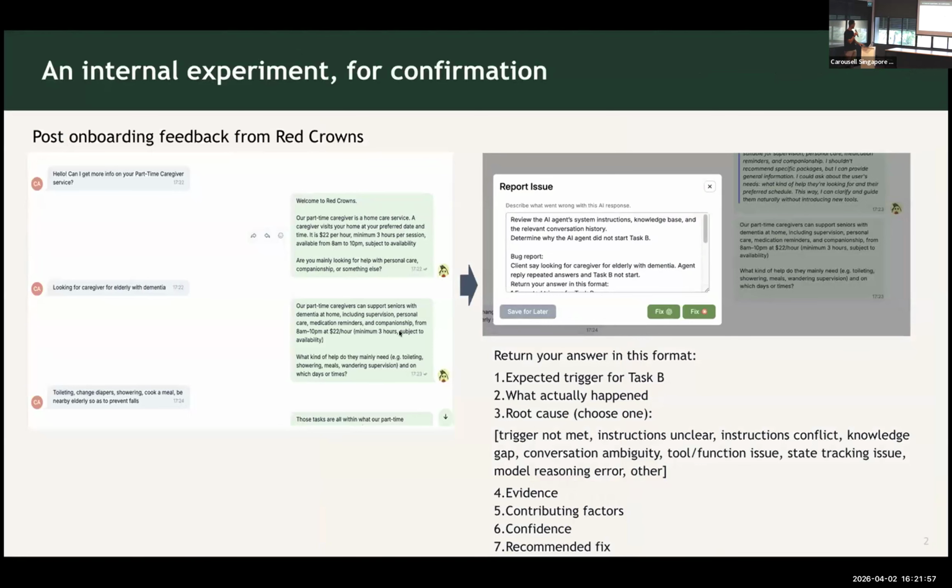This is an internal experiment that we did across multiple models and multiple ways of prompting the AI, just to understand how different models work. Basically, we ask the AI to return its answer in this format, evidence and contributing factors, to try to understand why an AI agent replied in that way.